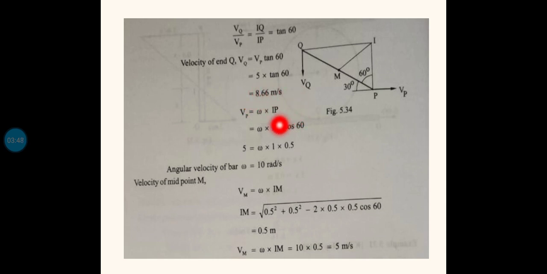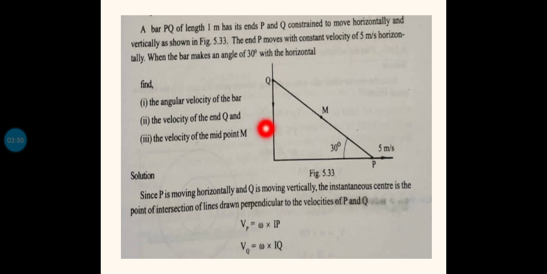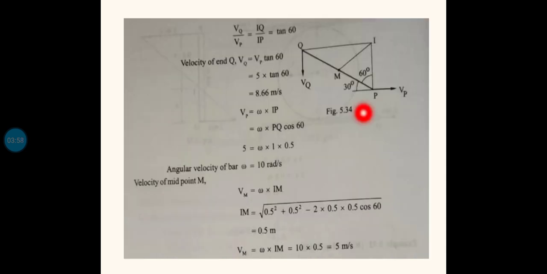So we got the second part, the value of Vq. Now the first part is the angular velocity of the bar. We want to find the angular velocity of the bar. For that we substitute in the equation Vp equals omega into IP. The Vp value is already given. If we can somehow find the value of IP, then omega can be calculated.